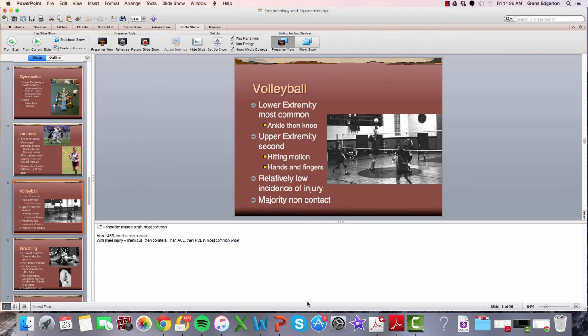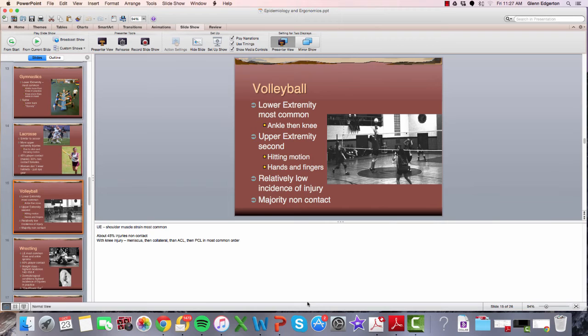Volleyball, as you would suspect, the lower extremity is the most common, ankle and then knee. About 45% of the injuries in volleyball are non-contact. And with knee injuries that are being seen in volleyball, you're seeing meniscus injuries, then collateral ligament injuries because a lot of the side-to-side movement and a lot of the landing and compressive forces will lead to meniscal tears. Then you're seeing rotary type injuries like ACL, PCL.